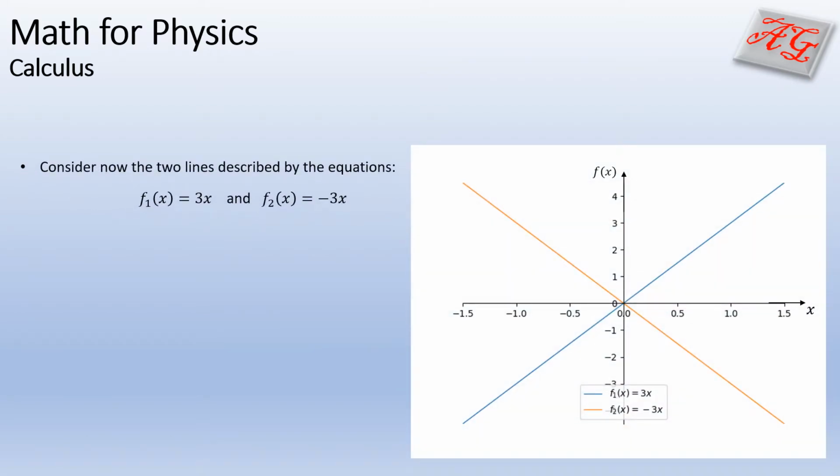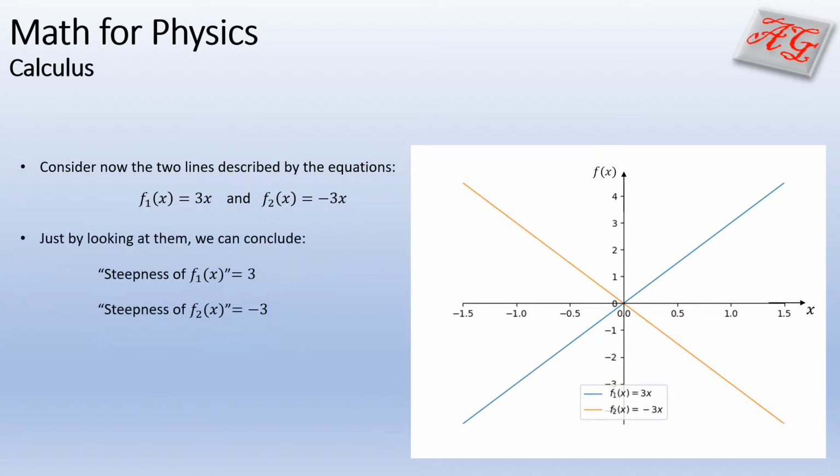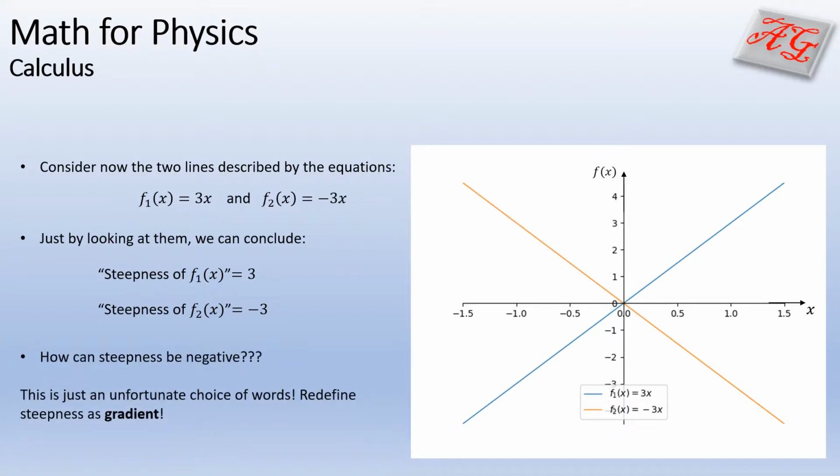Now, consider the two lines described by the equations f1(x) = 3x and f2(x) = -3x. If you follow the outlined procedure, the steepness of the first line is 3 and the steepness of the second line is -3. But how can a steepness be negative? This is just an unfortunate choice of words. The correct terminology to use in these cases is that we are calculating the gradient, not the steepness.